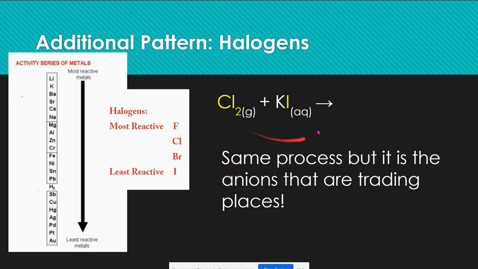Let's take a look at this example in our notes here, and you've got standalone diatomic chlorine, which is a nonmetal, and some aqueous compound. So you're going to compare the nonmetal in the aqueous compound this time. So you're going to ask yourself, is chlorine more reactive than iodine? And of course, chlorine is higher up, therefore more reactive than iodine. So this reaction is going to occur. And so what you will get is a new compound and a new diatomic molecule that was displaced from the reactants.